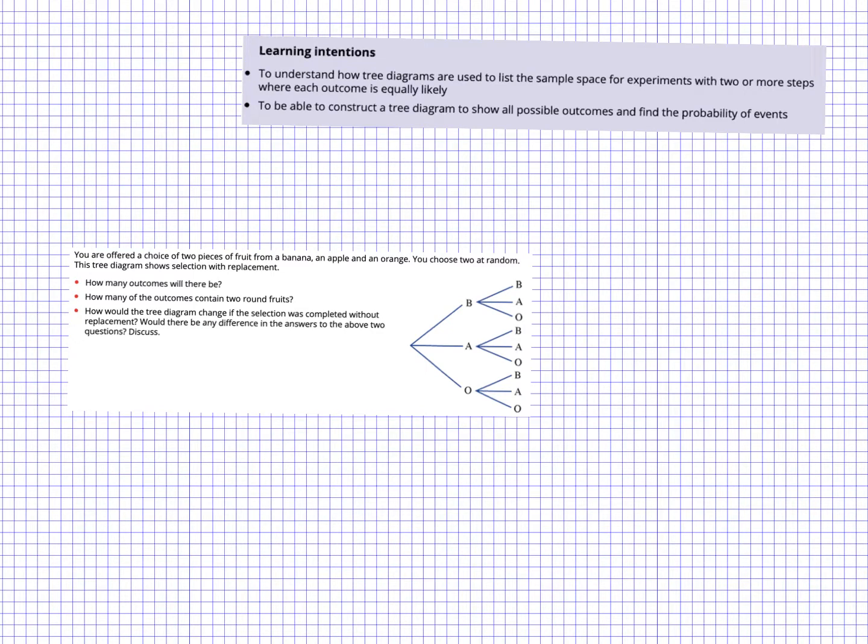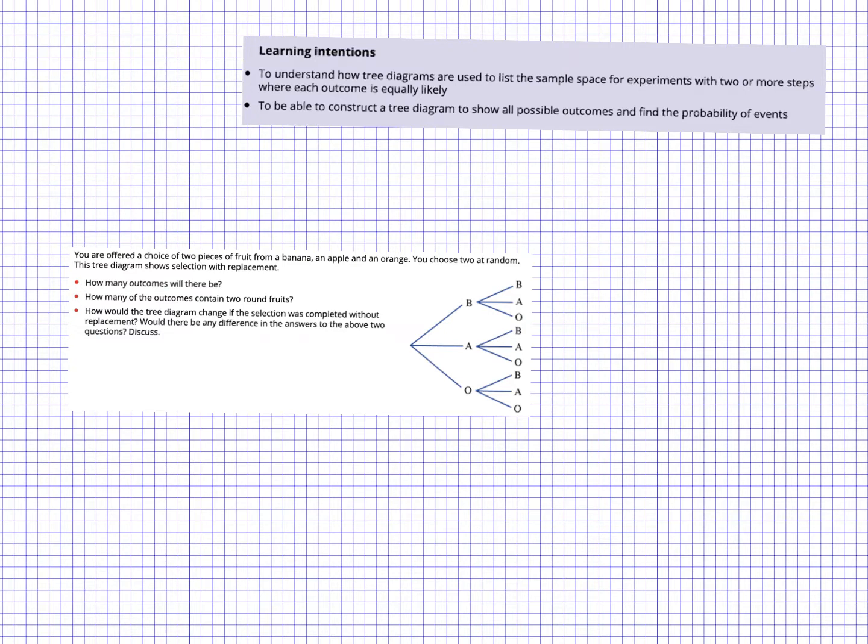All right, in today's lesson, we're going to move on from two-step probability into more than two steps, or two or more steps. And to do that, we're going to look at things called tree diagrams. So our learning intentions are to understand how tree diagrams are used to list the sample space for experiments with two or more steps, and to be able to construct a tree diagram to show all possible outcomes and find the probability of events. So first one is understanding, the second one is doing. All right, so let's move on.